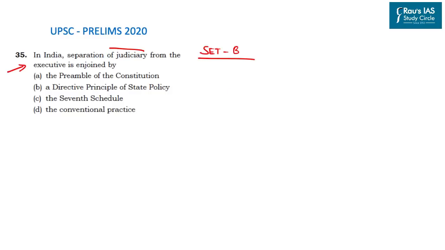So UPSC has picked up a very simple idea with respect to separation of legislature, executive and judiciary. However, the emphasis is on the separation between executive and judiciary, and there is a reason behind it. So the question says that in India, separation of judiciary from the executive is enjoined by. Options are A. Preamble of the Constitution, B. Directive Principle of State Policy, C. 7th Schedule, and D. Conventional Practice.